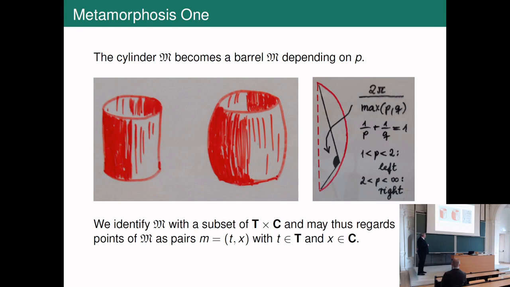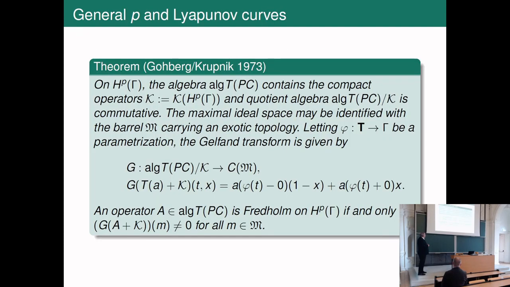So that is, if we consider the algebra generated by the Toeplitz operators with piecewise continuous functions, then the maximal ideal space becomes this barrel. This was proved by Gohberg and Krupnik. It contains the compact operators, the quotient algebra is commutative, and the maximal ideal space is this barrel.